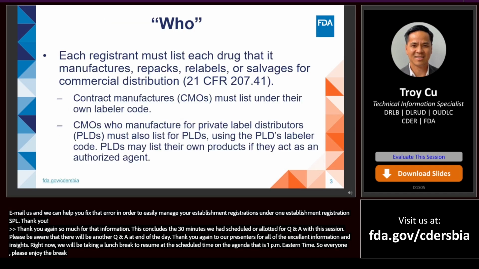So drug listing, who has to do it? Basically, if you are required to register, then you are required to list your drug products under 21 CFR 207.41. There are very few exceptions to that. If you are a contract manufacturer, or the CMO, you must list under your own label code. With regard to private label distributors, such as Walgreens and CVS, they don't participate in the manufacturing process and they are exempt from registration.